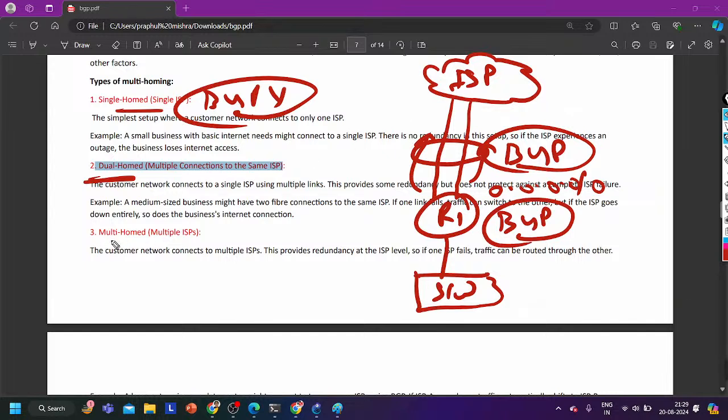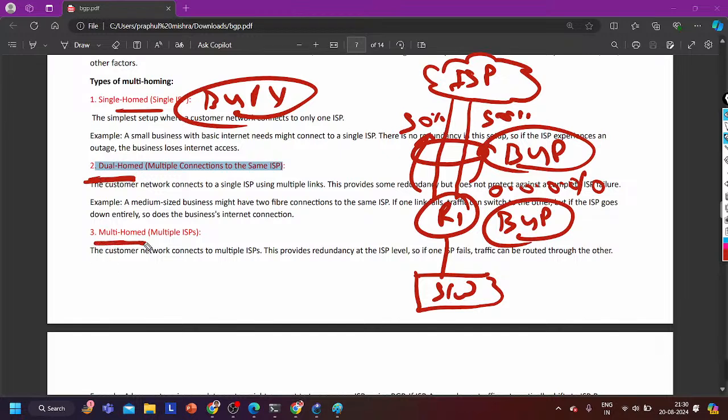Now guys, the third type of homing is multi-home. Why is BGP the only option here? To achieve load balancing, to forward 50% traffic on this link and 50% traffic on this link. There is no other routing protocol which can perform load balancing in this scenario. So this is, guys, dual homed.